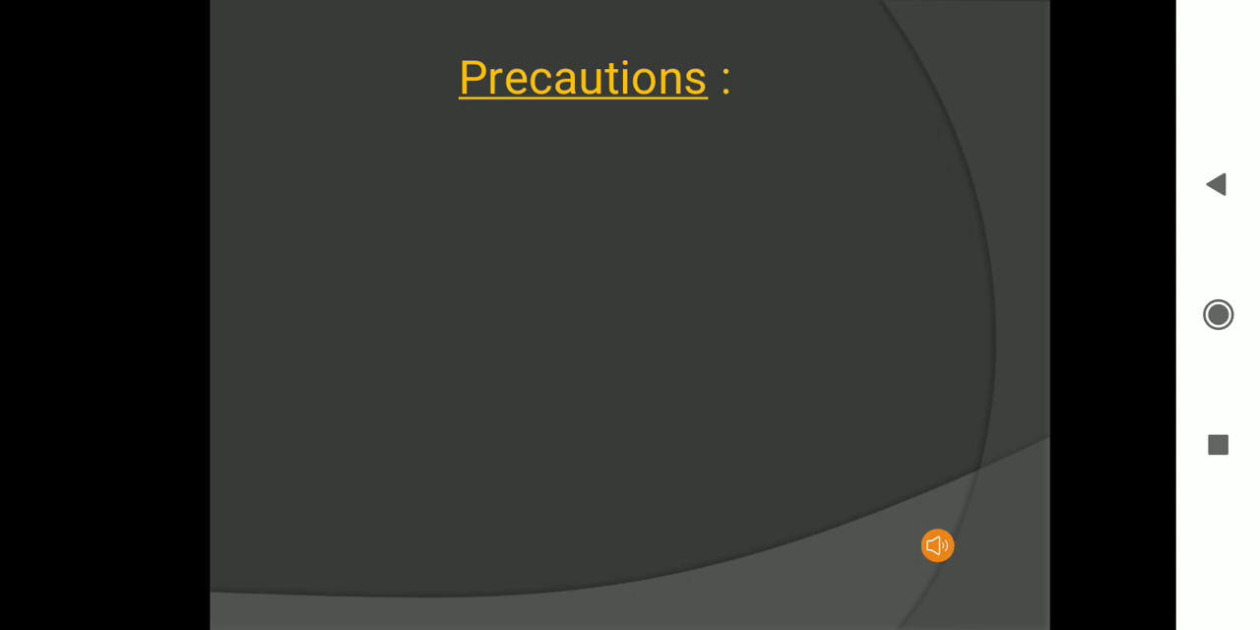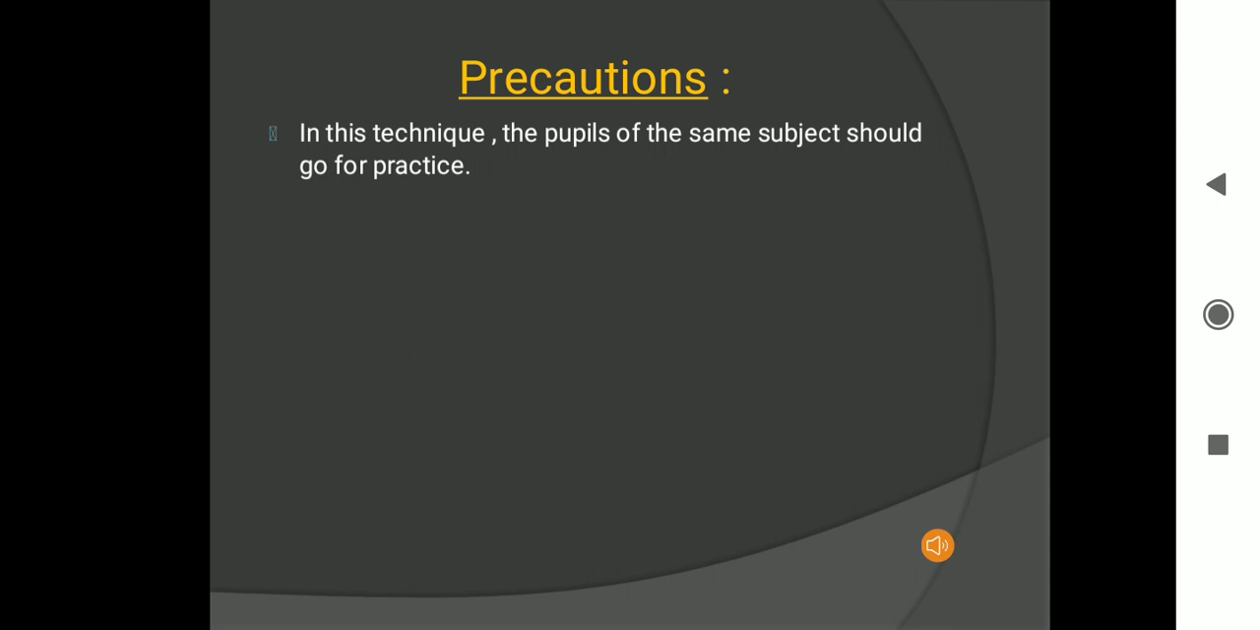Now, next part is precautions. There are some precautions which should be observed while starting the simulated teaching process. First, in this technique, the pupils of the same subject should go for practice. It means if a science topic is to be discussed, then the pupil teachers of the science stream should be part of this process, because the pupil teachers of the same stream for the same topic will understand the things clearly and they will give real feedback about them.